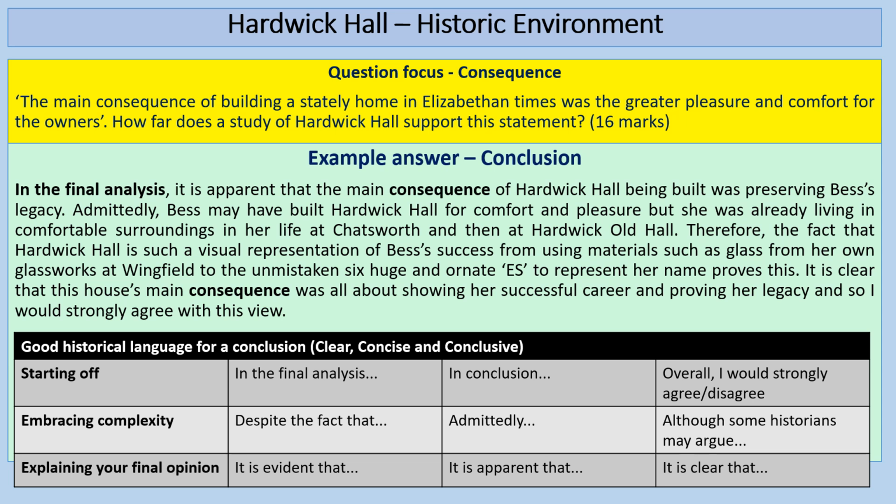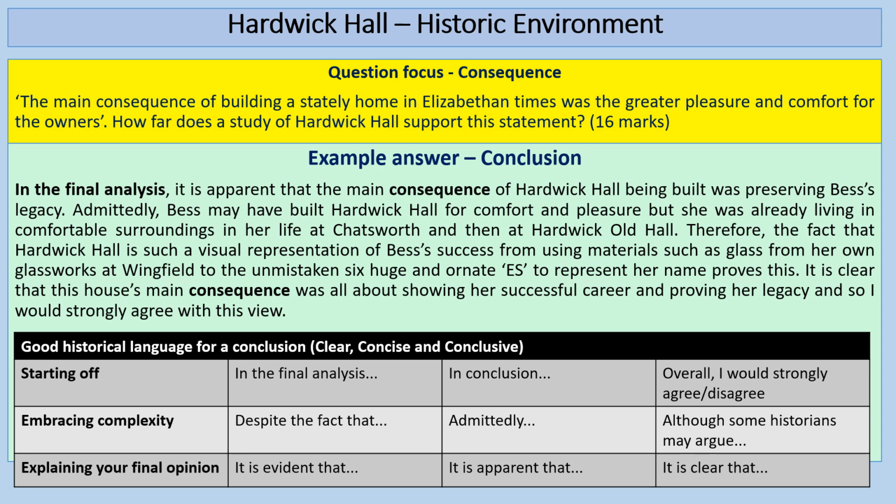In the final analysis, it is apparent that the main consequence of Hardwick Hall being built was preserving Bess's legacy. Admittedly, Bess may have built Hardwick Hall for comfort and pleasure, but she was already living in comfortable surroundings in her life at Chatsworth and then at Hardwick Hall. Therefore, the fact that Hardwick Hall is such a visual representation of Bess's success, from using materials such as glass from her own glassworks at Wingfield to the unmistakable 6 huge and ornate ES to represent her name, proves this. It is clear that this house's main consequence was all about showing her successful career and proving her legacy, and so I would strongly agree with this view.